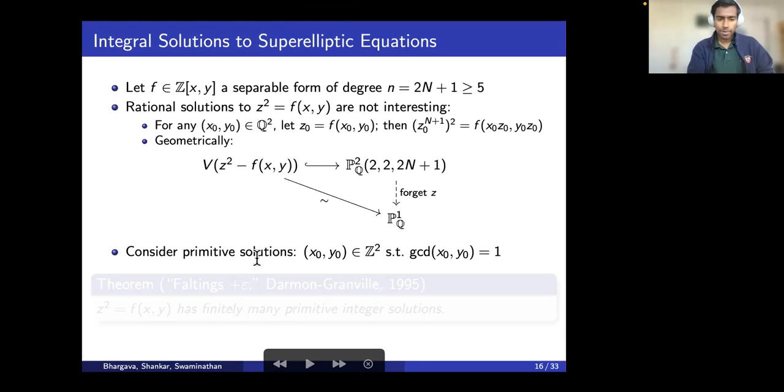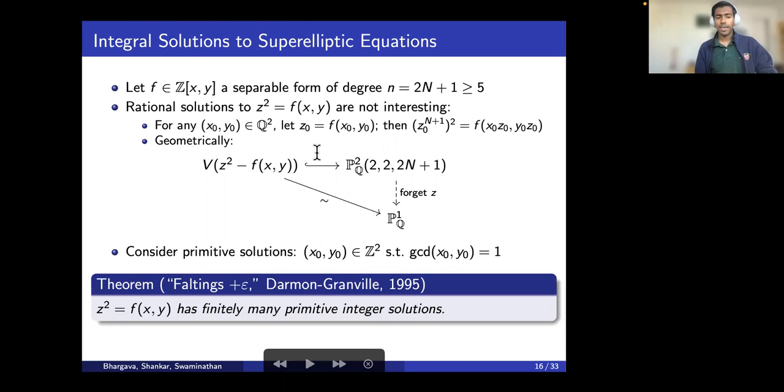Now, if you consider, however, primitive integer solutions, that is pairs x naught and y naught of integers such that the GCD is equal to 1, well, then you can't do the scaling trick because that would violate the GCD condition. And so it turns out to be very interesting to look at primitive integer solutions to this equation. In that context, we have the following analog of Faltings' theorem, which was proven by Darmon and Granville in 1995. They showed that the equation z squared equals f of x, y has finitely many primitive integer solutions. Given that each of these equations has finitely many primitive integer solutions, we might expect that most of them have no solutions at all.